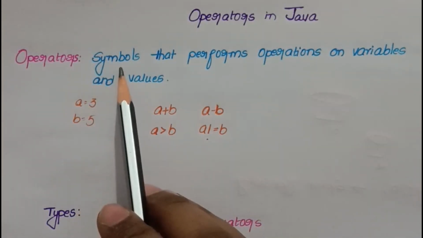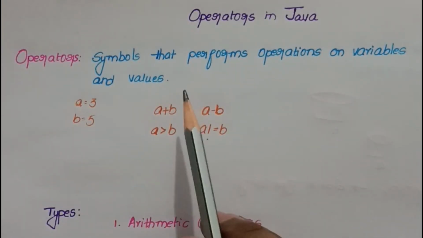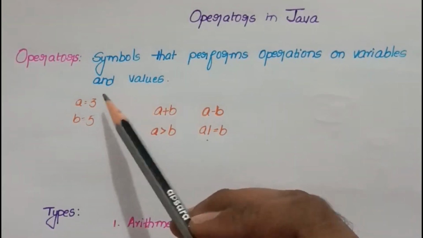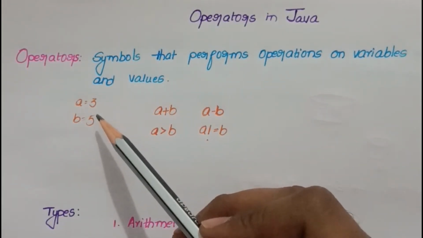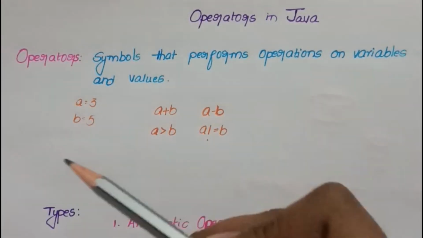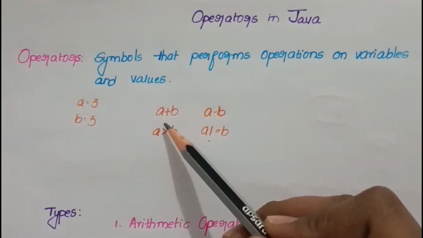Operators are symbols that perform operations on variables and values. These will perform a certain type of operation. What type of operation depends on the type of operator we are using between two variables or between two values. Let's suppose a equals 3 and b equals 5, two variables storing 3 and 5 respectively. Now we want to add the values of a and b. For that we know the basic addition operator.